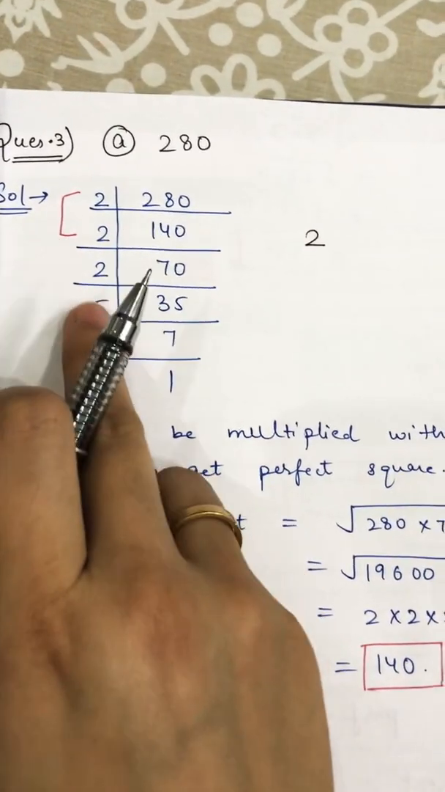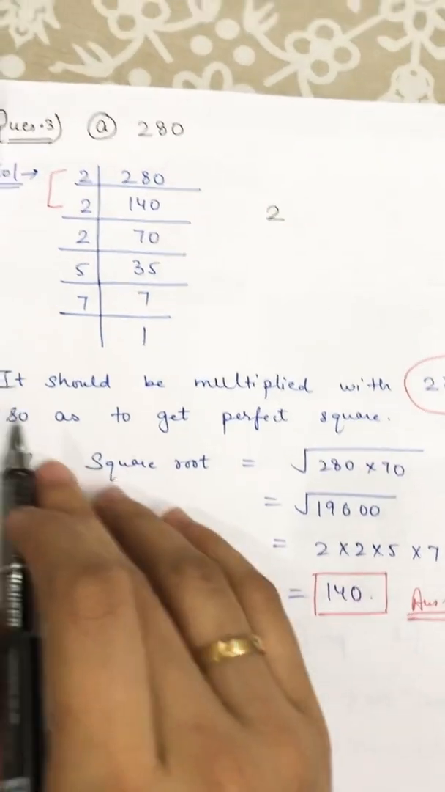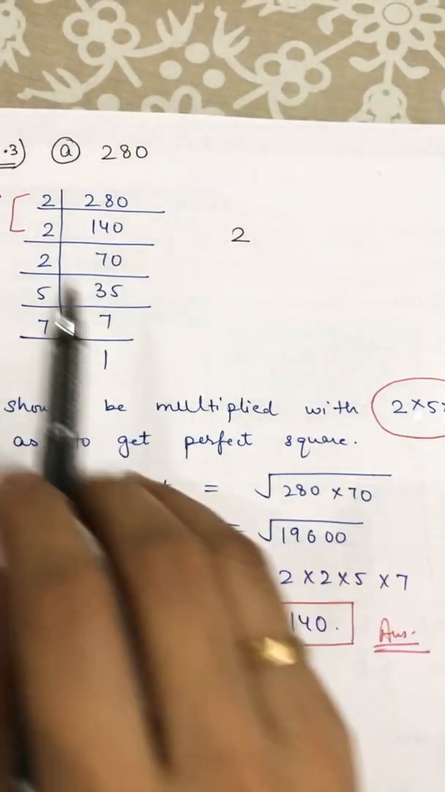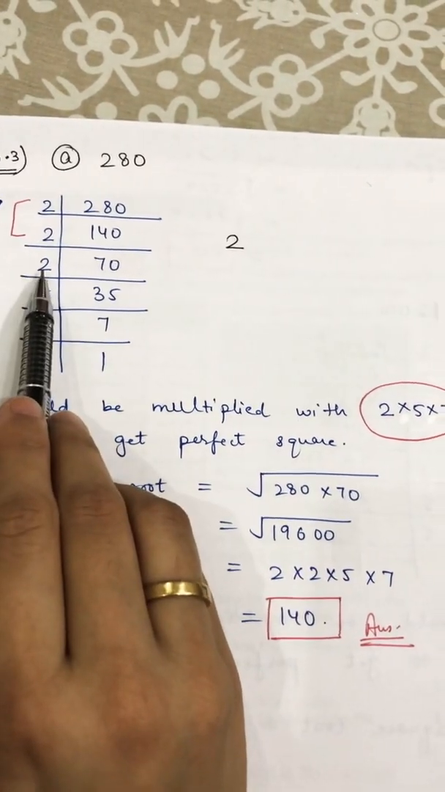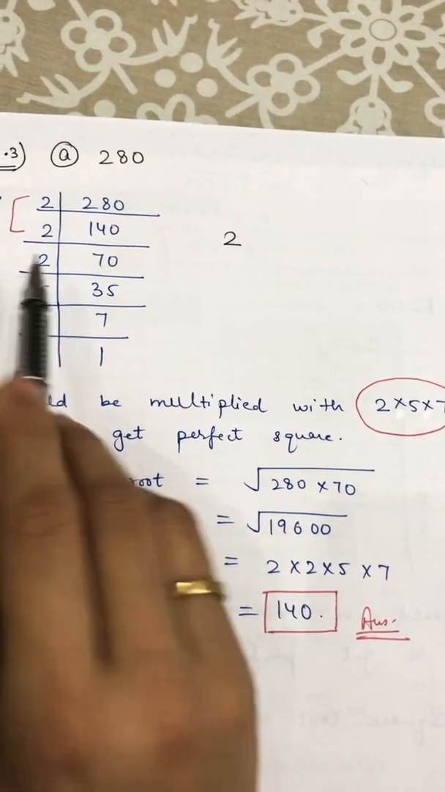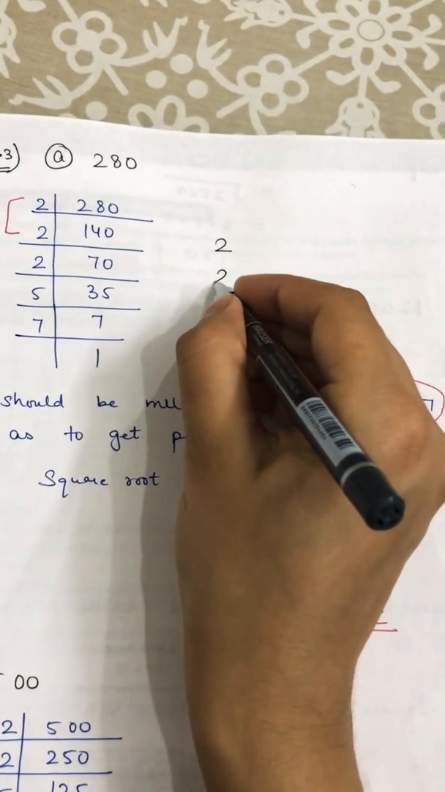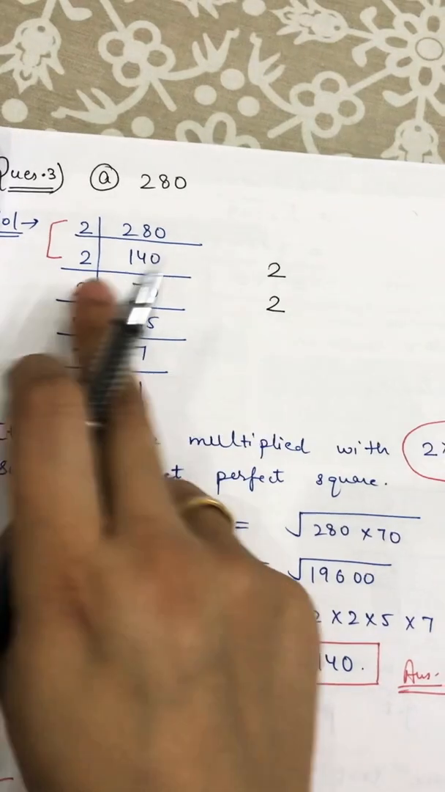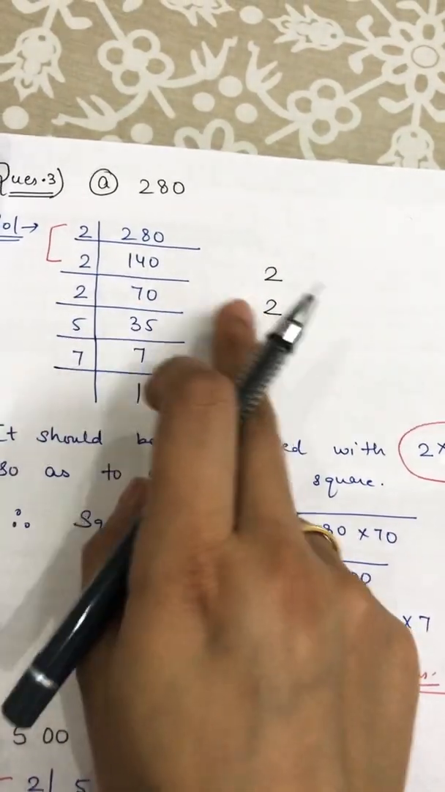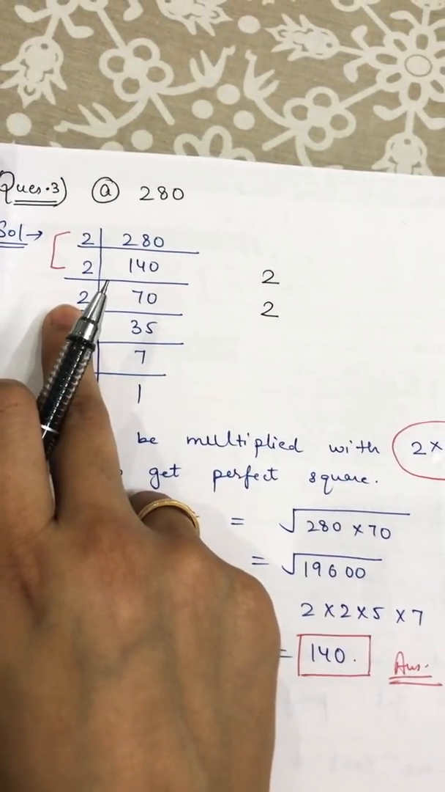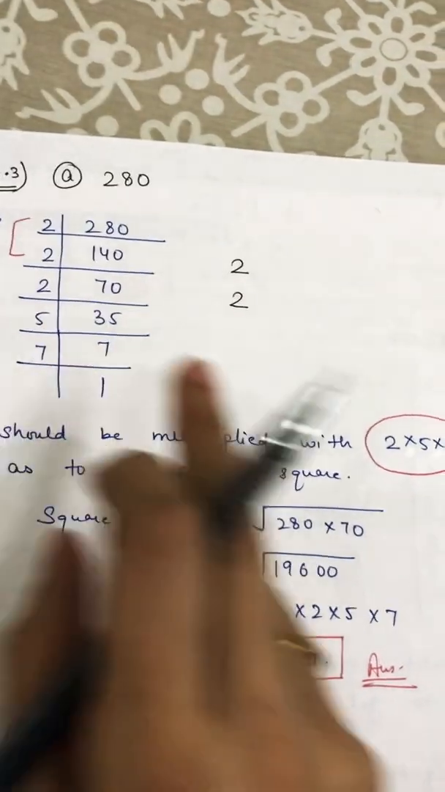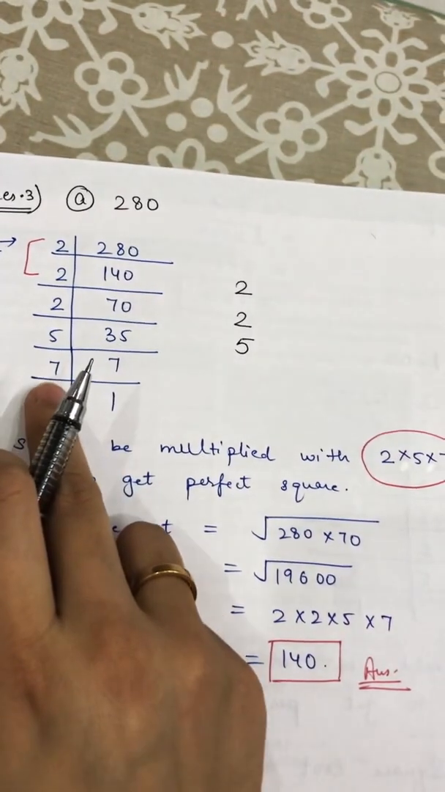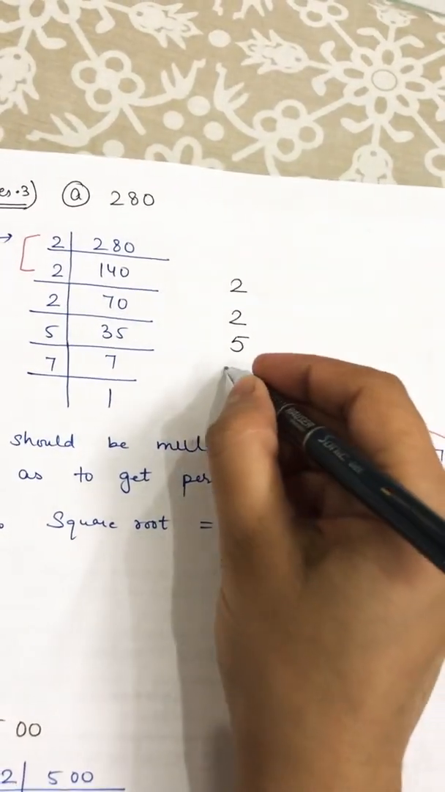These are left, so it should be multiplied with 2, 5 and 7. Because only one pair is there, the other 2 is single. So we have to multiply with 2. See, this is one pair, the second is single. If I multiply with 2, then the second will also be in a pair. 5 is single, so we have to multiply with 5 also. Now 7 is single, so we have to multiply with 7 also.